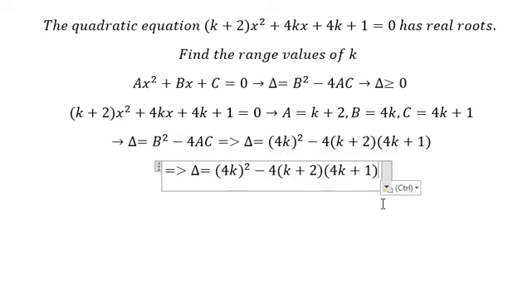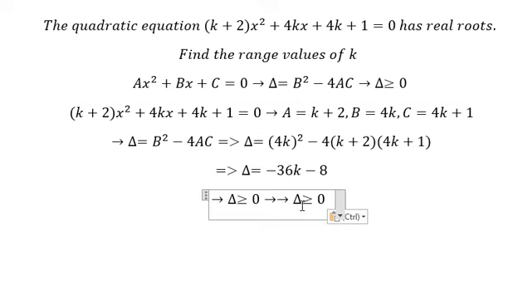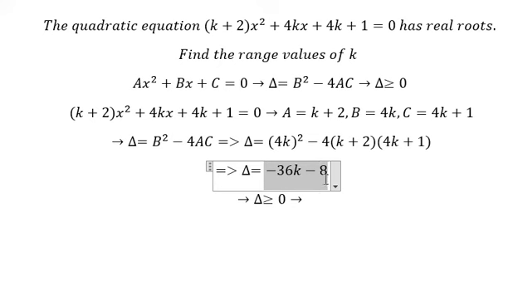And we have it like this: negative 36k, negative 8. And we have this. So that means this should be greater than or equal to 0.